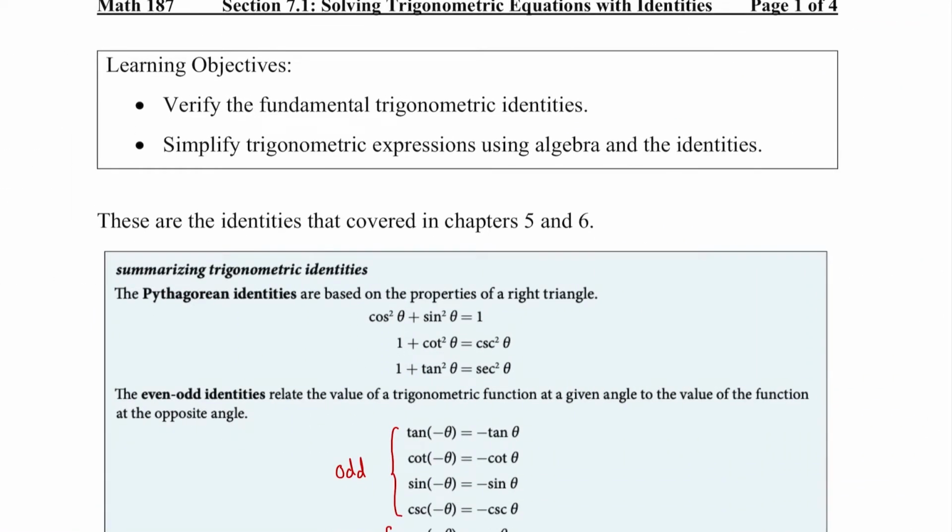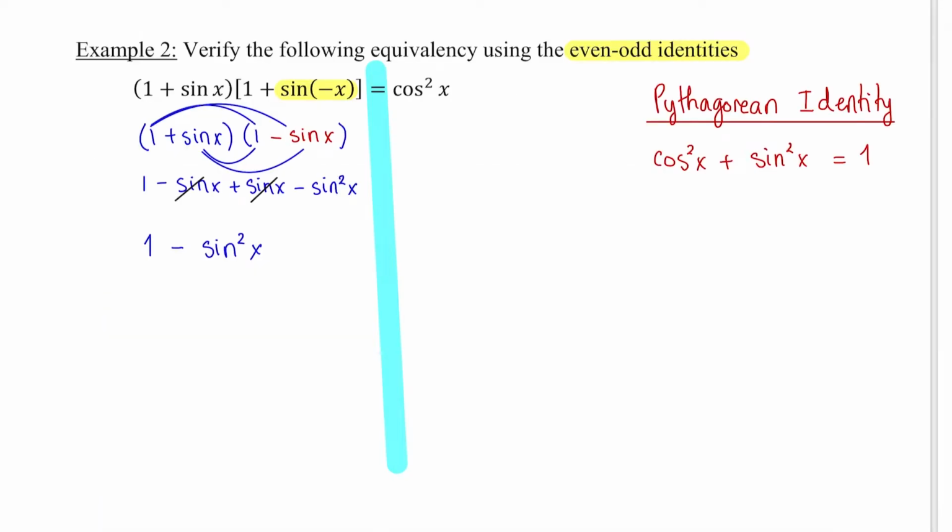Going back to my identity page, under Pythagorean Identities, I have cosine squared theta plus sine squared theta equals 1. So I am going to use this identity here. The Pythagorean identity says cosine squared x plus sine squared x equals 1. Now imagine if I subtract sine squared x from both sides. I subtract sine squared x from here and subtract sine squared x from here. Then I end up with cosine squared x equals 1 minus sine squared x.